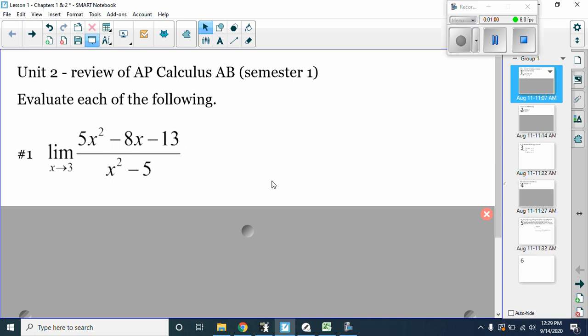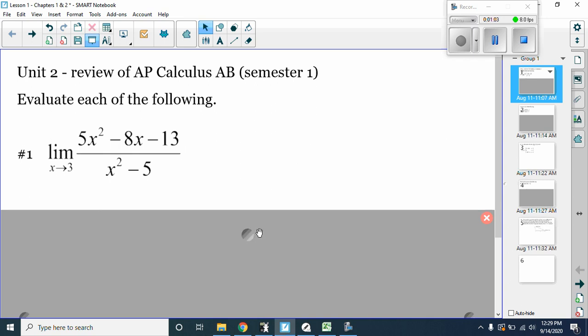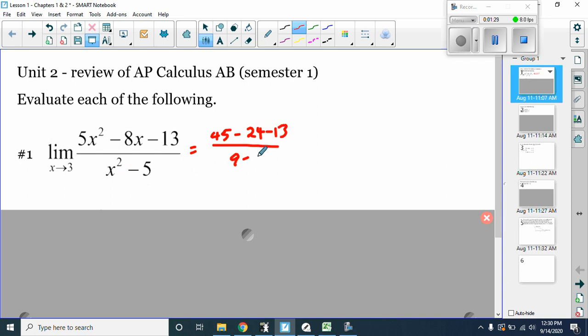Number 1 asks for the limit as x approaches 3 of (5x squared minus 8x minus 13) over (x squared minus 5). The first thing you always want to do when you evaluate a limit is directly plug the value in for x. So if I plug in 3 for x, I get 5 times 9 minus 8 times 3 minus 13 over 3 squared minus 5. So what do we have here? 21 minus 13 is 8 over 4, which is 2. And if you just get a regular old number, that is your answer.